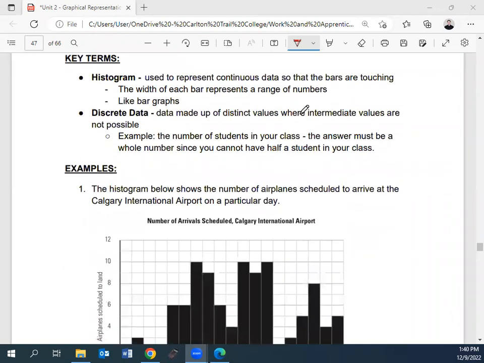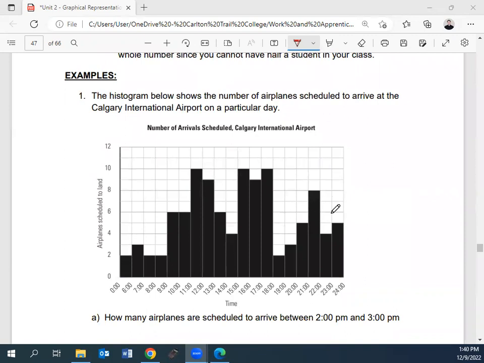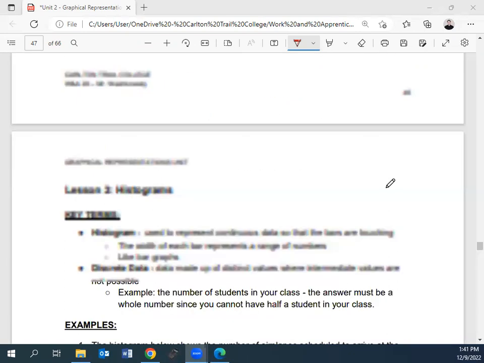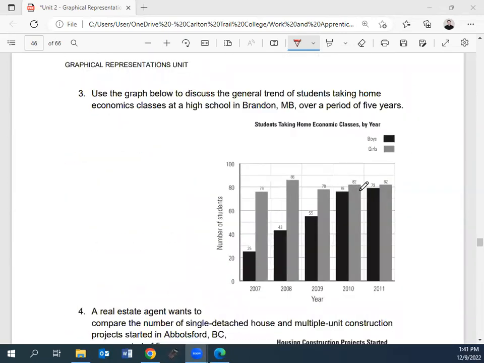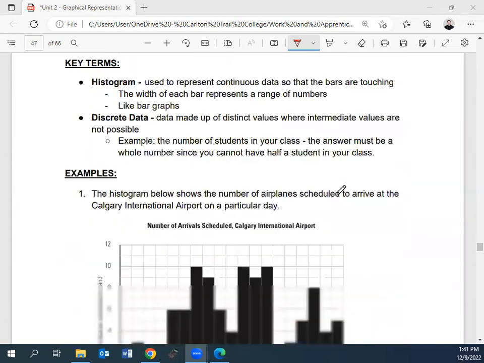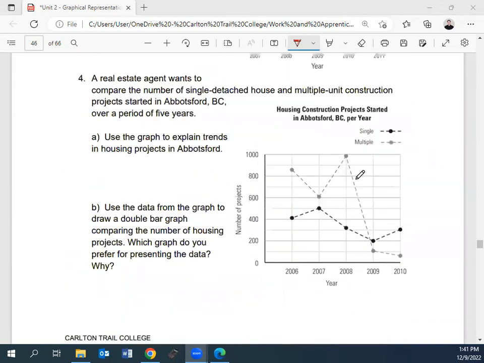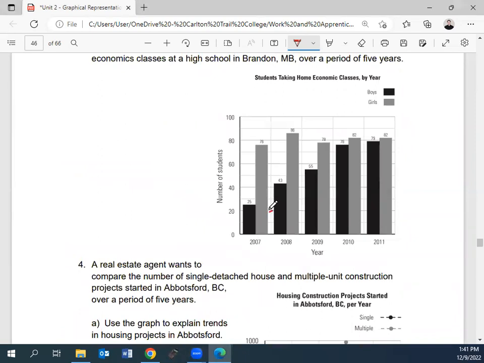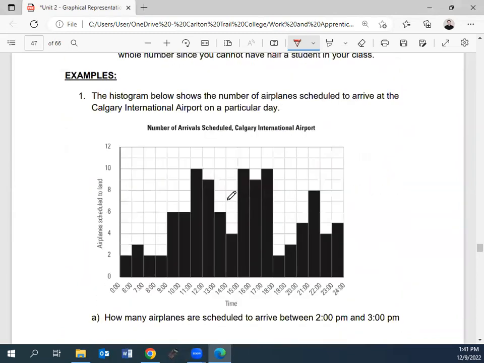First off, I'm just going to scroll down. This is a histogram right here that you see. This looks really familiar to bar graphs, right? It's essentially the exact same thing. Really, the only difference is, well, there's two. One is bar graphs are used a lot to compare data. Difference number two is that with bar graphs, you see there's a little bit of a space between each of them. Histograms do not have that space.